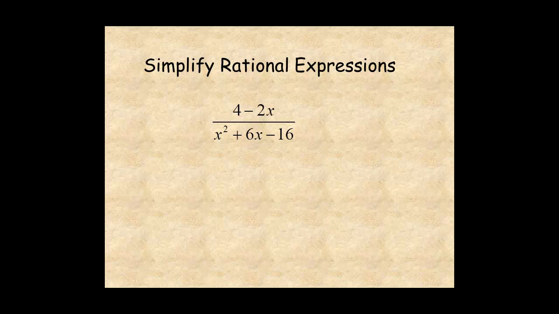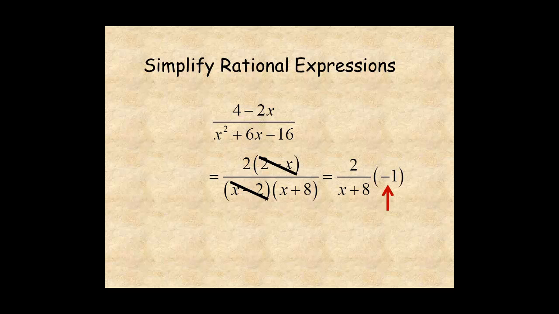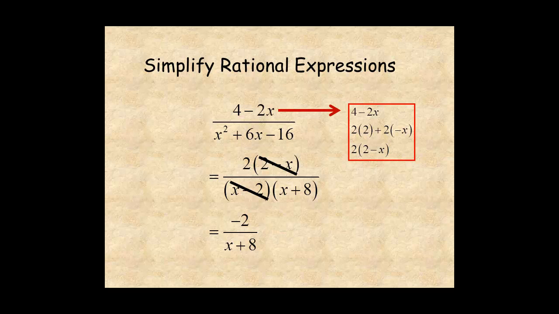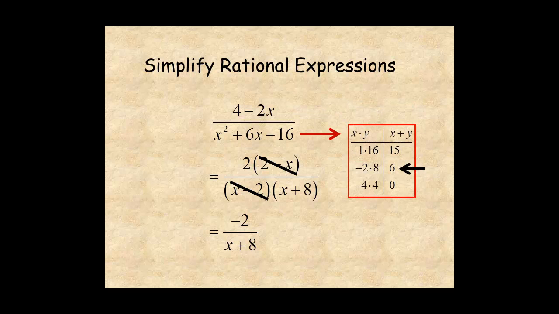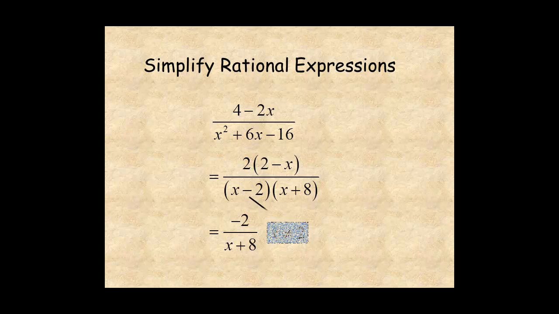For this example, after factoring the numerator and denominator, you have factors of 2 minus x over x minus 2, which cancel, leaving a factor of -1. And the answer is -2 over x plus 8. The numerator factors with a GCF of 2. In the denominator, look for factors of -16 that add to 6. And the excluded values are 2 and -8.